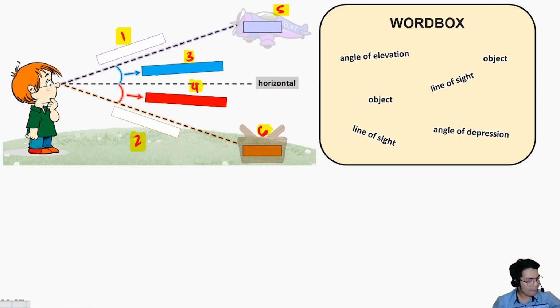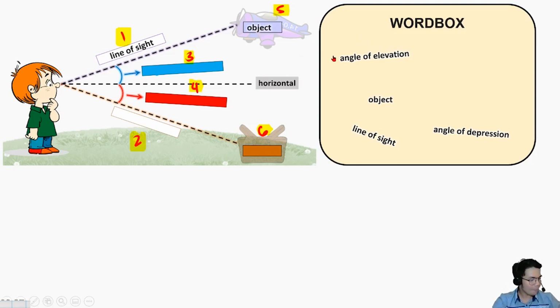Yes, Kyra. Number 1, sir, line of sight. Okay, very good, that's correct. The broken line going to our airplane is our line of sight. Yes, Reynalyn. Number 5 is object. Yes, the one above us, that's an object.